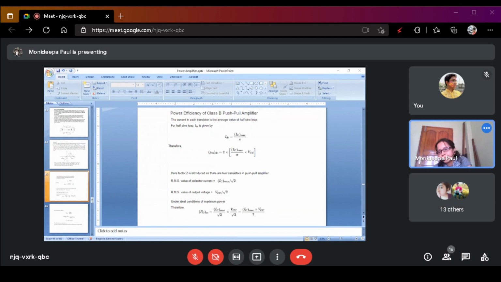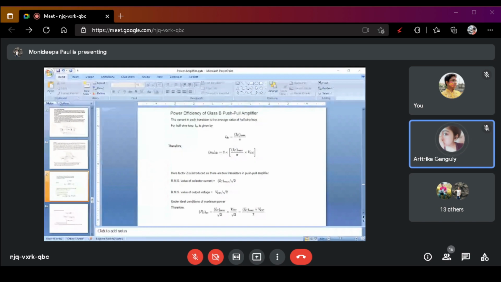Complete. Ma'am, the value is 0.75 ampere. 0.75. This is the IC.